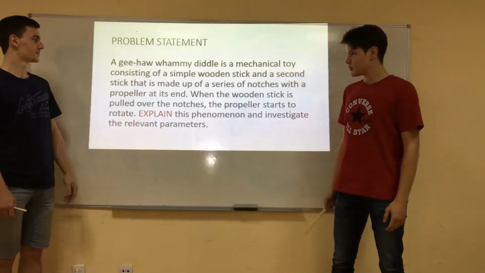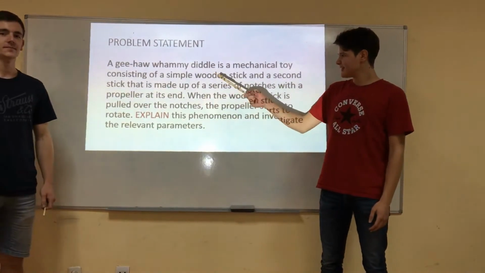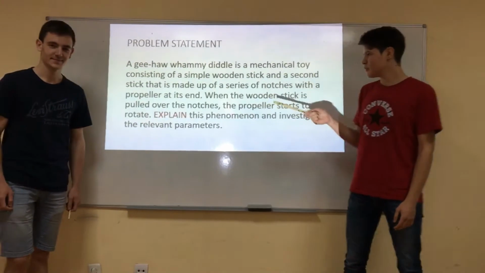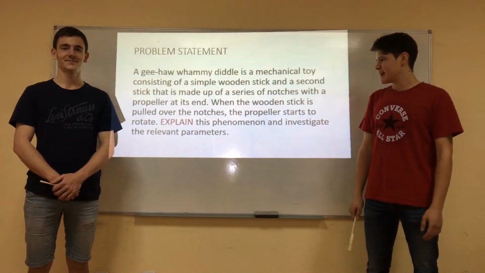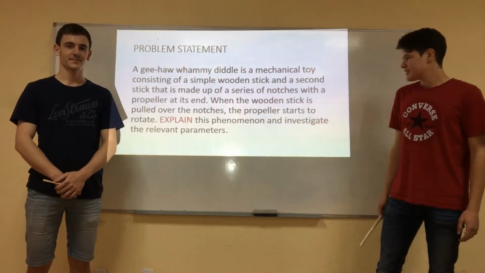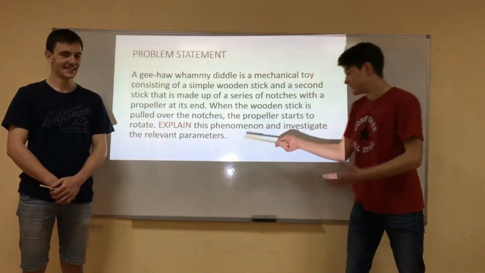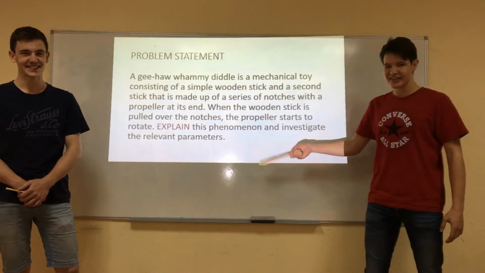Slide. So now let's recall the problem statement once again. A Gee-Haw Whammy Diddle is a mechanical toy consisting of a simple wooden stick and a second stick made up of a series of notches with a propeller at its end. When the wooden stick is pulled over the notches, the propeller starts to rotate. Explain this phenomenon and investigate the relevant parameters.